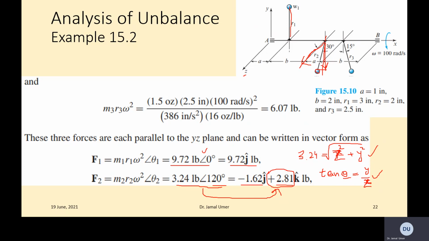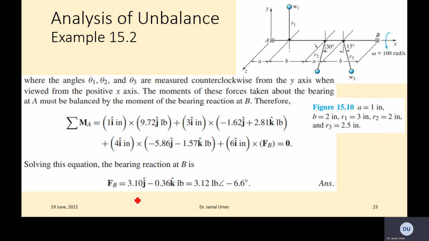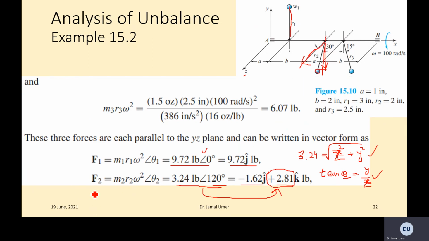Then we have the last one, which is not over here, f3, which I forgot. So you have f3, m3, omega squared and angle theta 3. This missing information is already in the book. So f3 in this case is 6.07, so you need to have 6.07.